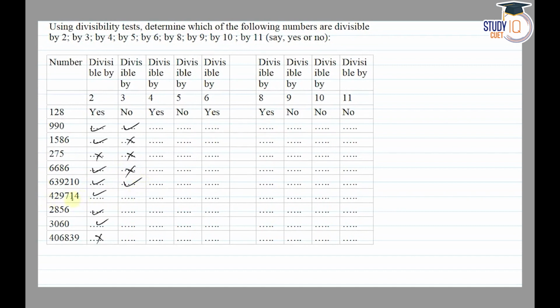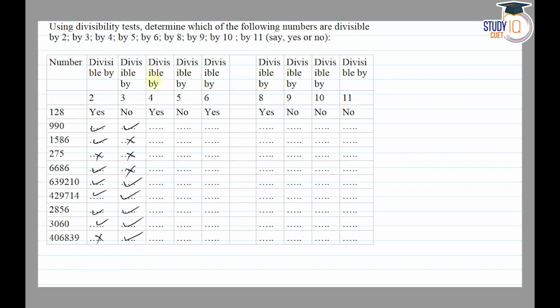Next, sum of all digits is divisible by 3, so it's divisible by 3. Sum of all digits is divisible by 3, so it's also divisible by 3. 6 plus 3, 9 is also divisible by 3. And sum of all digits is divisible by 3, so the number is divisible by 3.